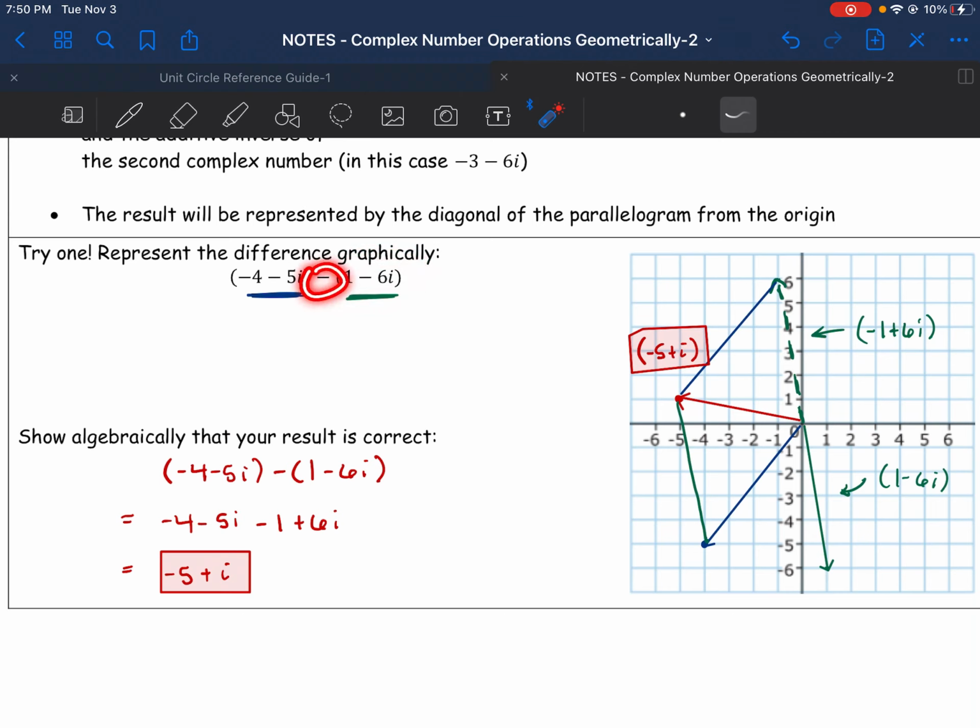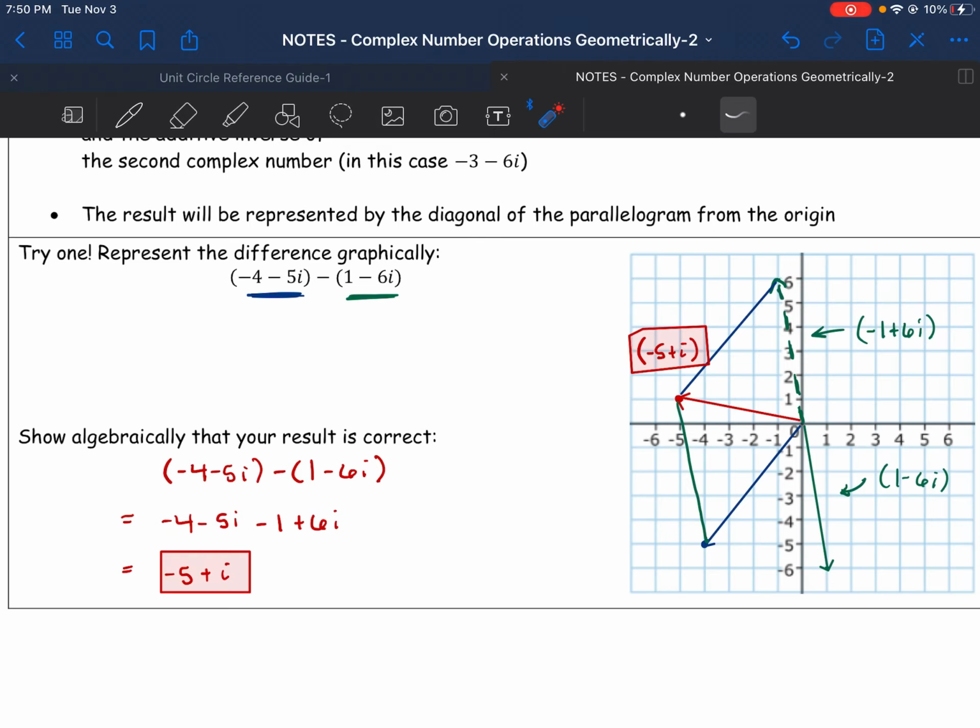Again, it's a subtraction problem, so we want to take the additive inverse of 1 minus 6i, which is negative 1 plus 6i. Using negative 4 minus 5i right here and the additive inverse of the vector being subtracted, we do the parallelogram rule, and we get negative 5 plus i on the diagonal there. And we also show algebraically that this result is correct.